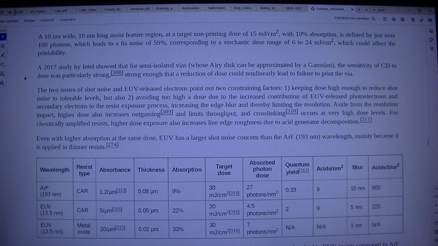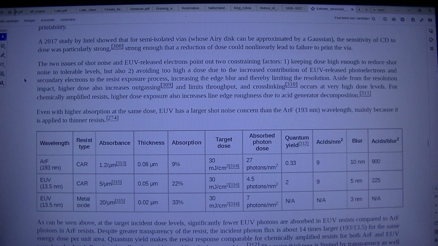Aside from the resolution impact, higher dose also increases outgassing, 309, and limits throughput, and cross-linking, 310, occurs at very high dose levels. For chemically amplified resists, higher dose exposure also increases line edge roughness due to acid generator decomposition.